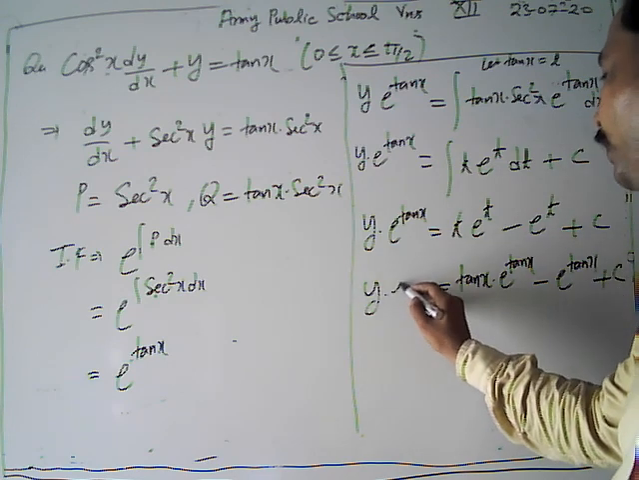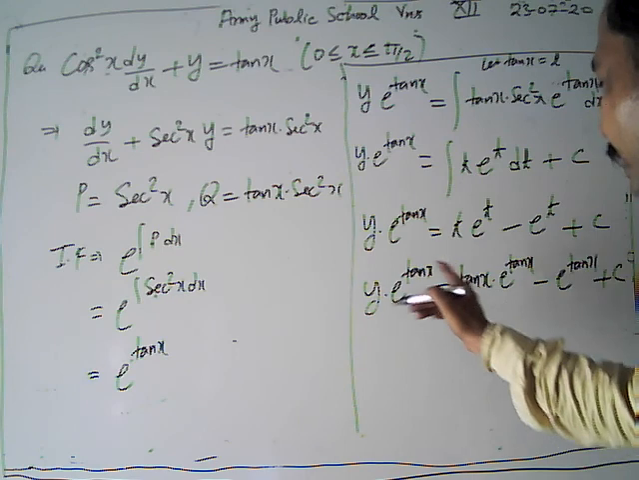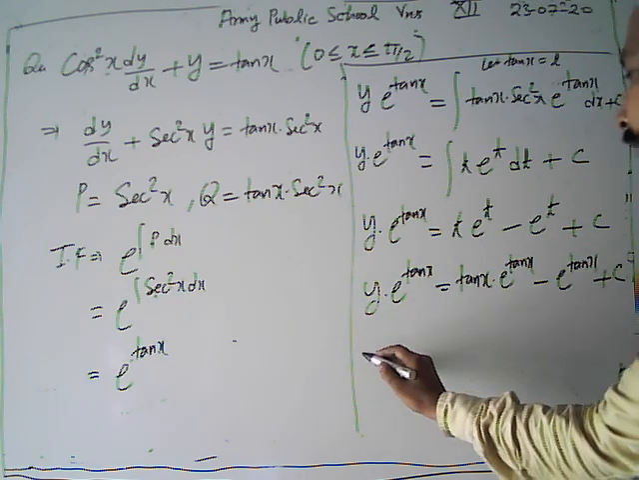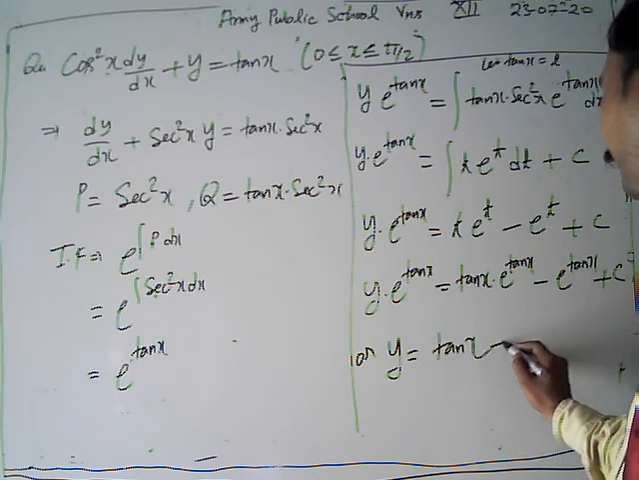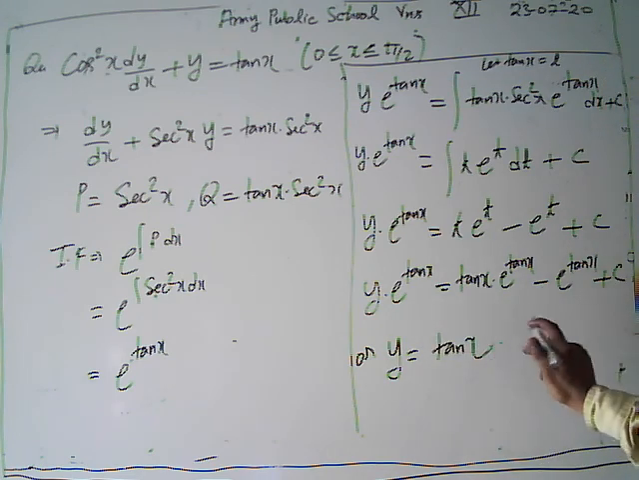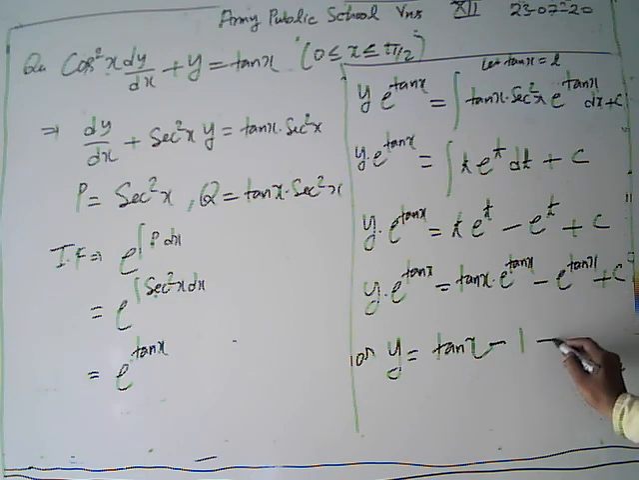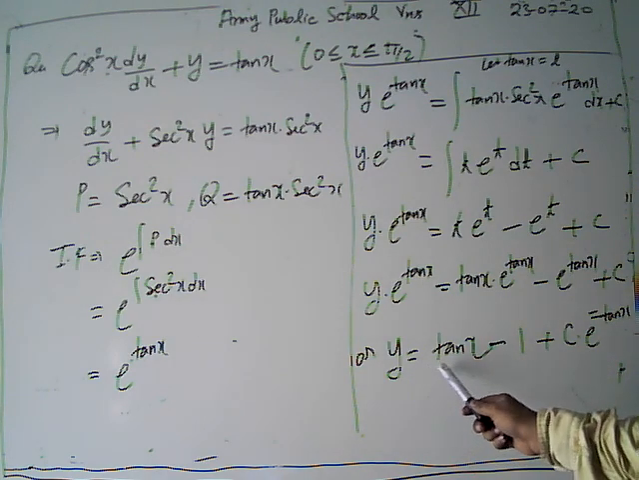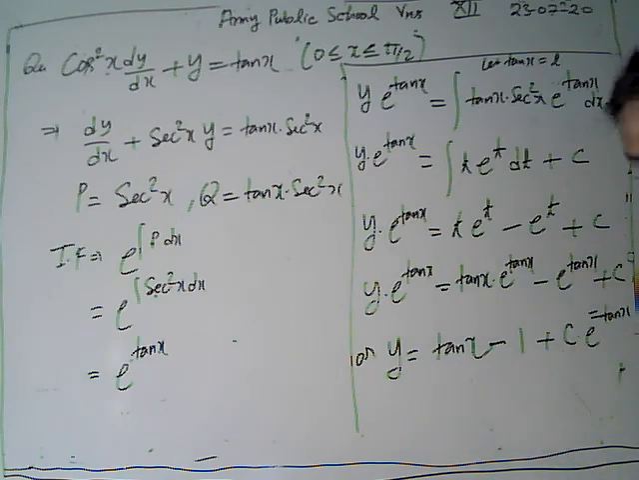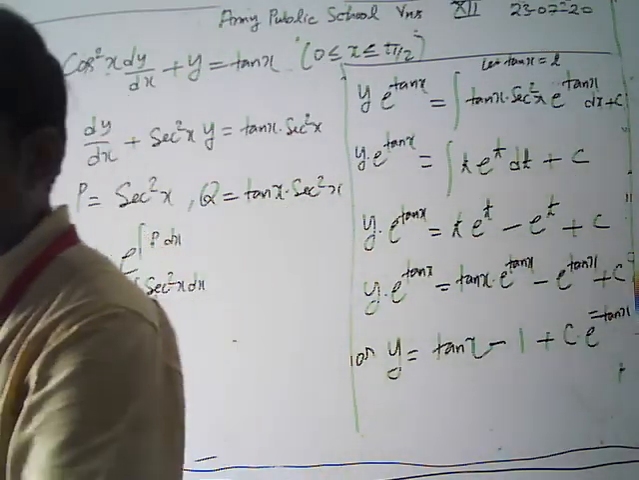It's y into e to power tan x. Now we are going to divide all terms by e to power tan x. Then our solution is what? y is equal to tan x into e to power tan x divided by e to power tan x, minus 1, plus c into e to power minus tan x. This is our required solution. What is our required solution? y equals tan x minus 1 plus c into e to power minus tan x.